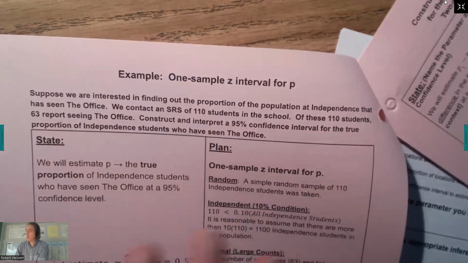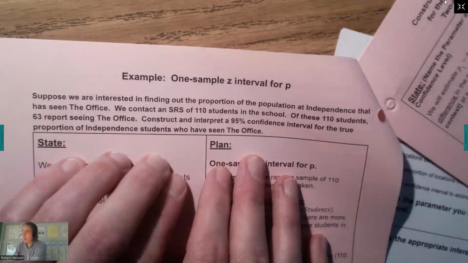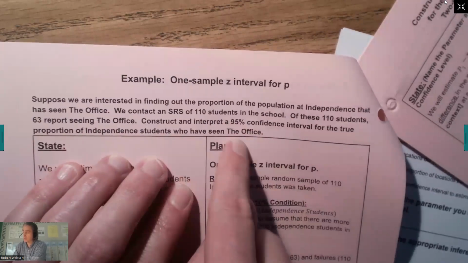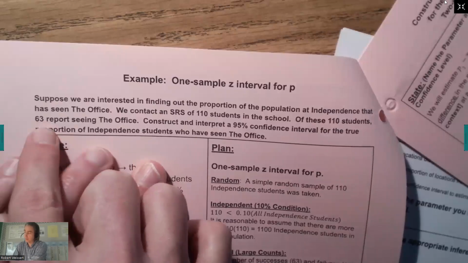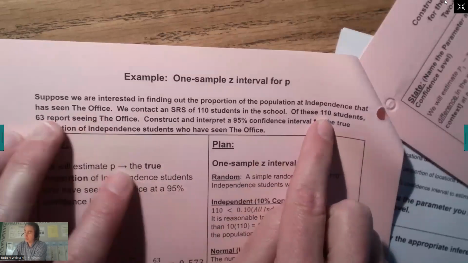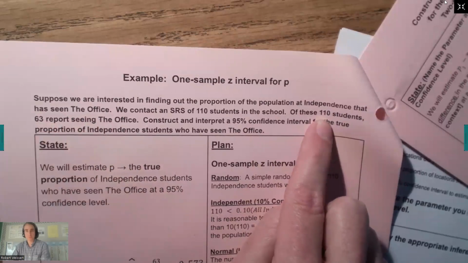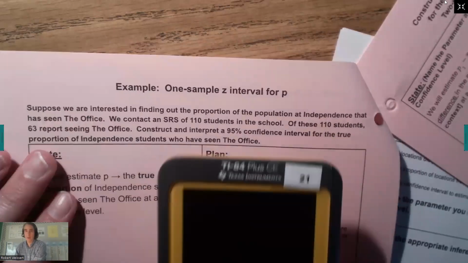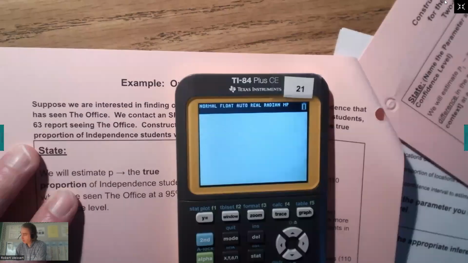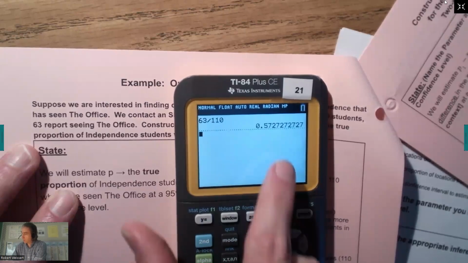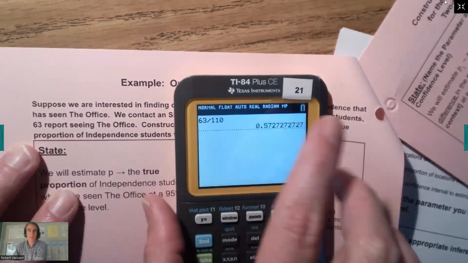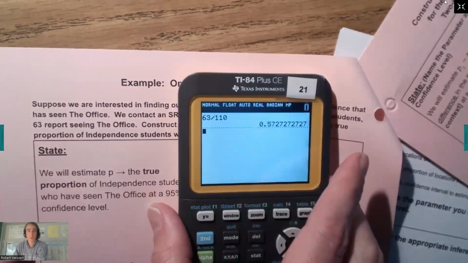So what we want to do on this problem is we're trying to estimate the true proportion of independent students that have seen the show The Office. Now, only 63 of the 110 students have reported that they've seen The Office. So we know that if we divide those out, it's 63 out of 110. We're looking at about 57.3% of the students in our sample that have seen The Office.